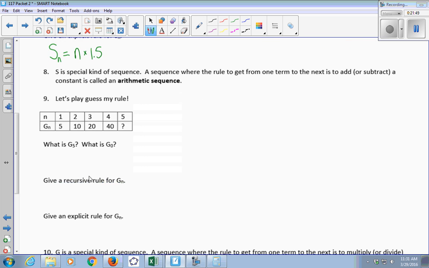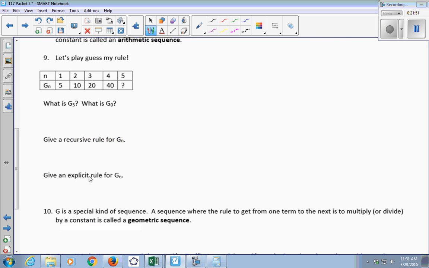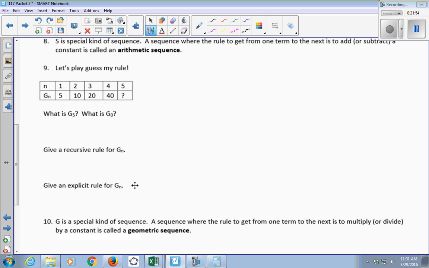All right. Here's another guess my rule. Anybody see a pattern that they could use to predict G sub 5? Multiplying by 2, yeah. So when you take 5 and you double it, you get 10, right? 5 times 2 is 10. 10 times 2 is 20. 20 times 2 is 40. So 40 times 2 is 80. So G sub 5 we predict is 80. What do you think G sub 0 is?